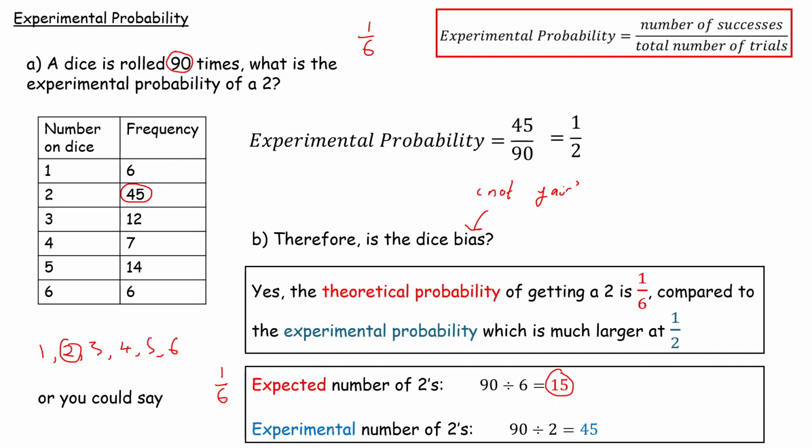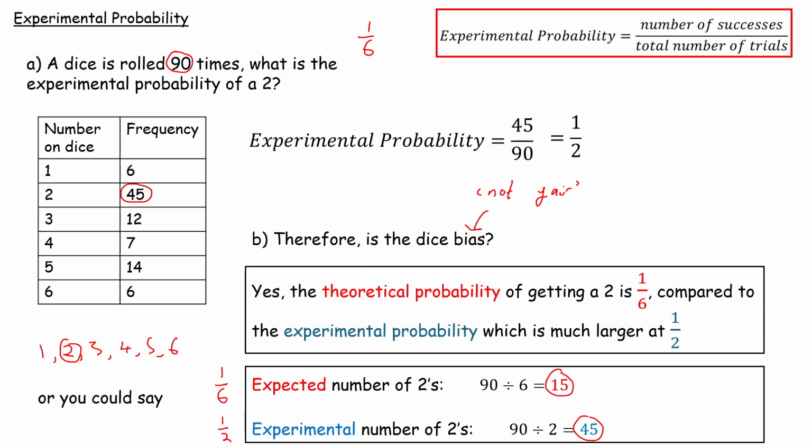But in the experiment, the probability was a half, so you'd expect to get a 2 half the time. Well, a half of 90. 90 divided by 2 is 45. You can see they are much, much different. You would expect to get 15 number 2s. We've actually got 45. So we can say with quite a lot of confidence, because the sample size, the number of trials, is pretty high, the dice is probably going to be biased.